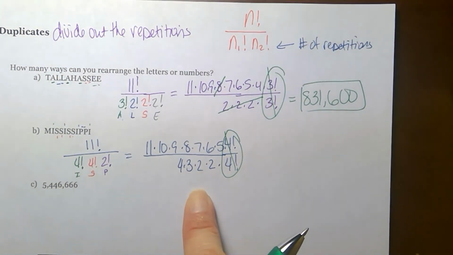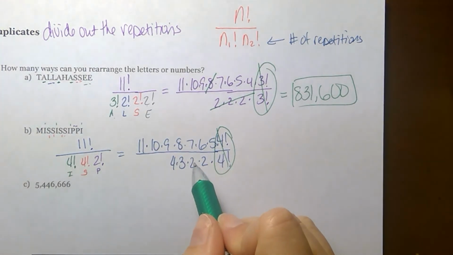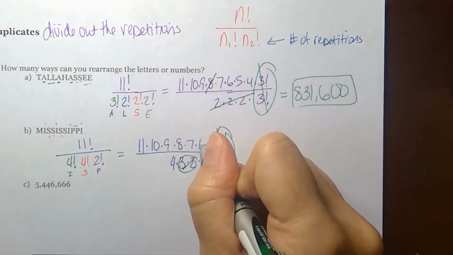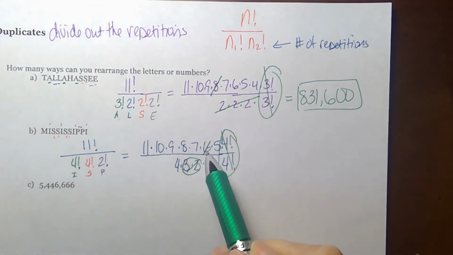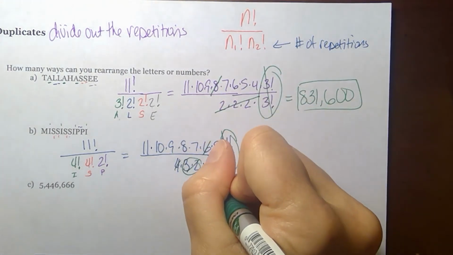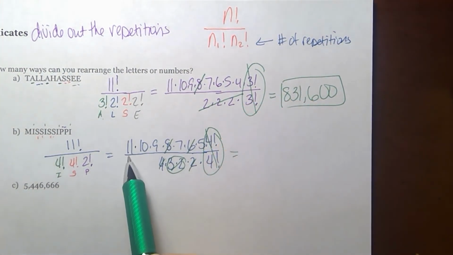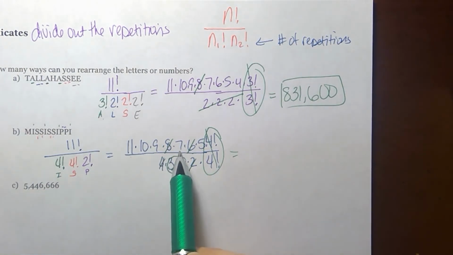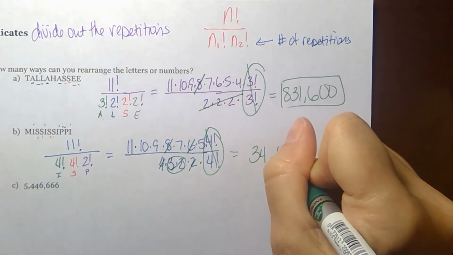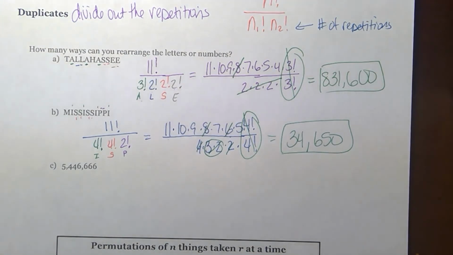I could do some further reductions here. Either way is fine. 3 times 2 is 6, and there's a 6. Let's go ahead and cancel that. 3 times 2 is 6. That cancels with that 6. 6 over 6 is just 1. Then I have 4 times 2, which is 8. 4 times 2 is 8, and there's an 8, so that cancels out. What I'm left with here to multiply is 11 times 10 times 9 times 7 times 5. And when I multiply that out, I get 34,650 different arrangements of the letters in Mississippi.